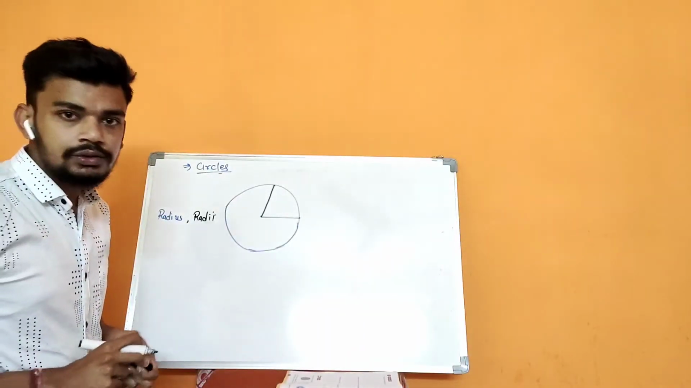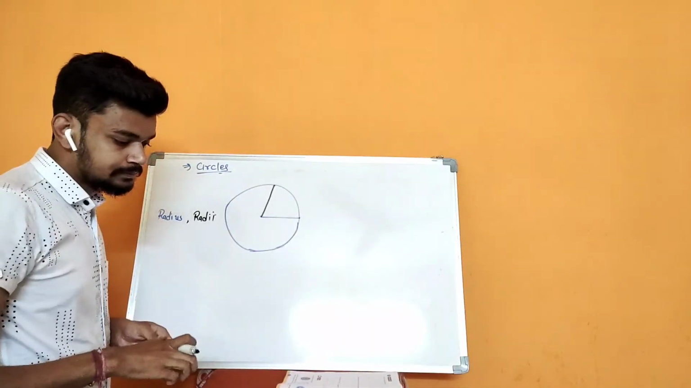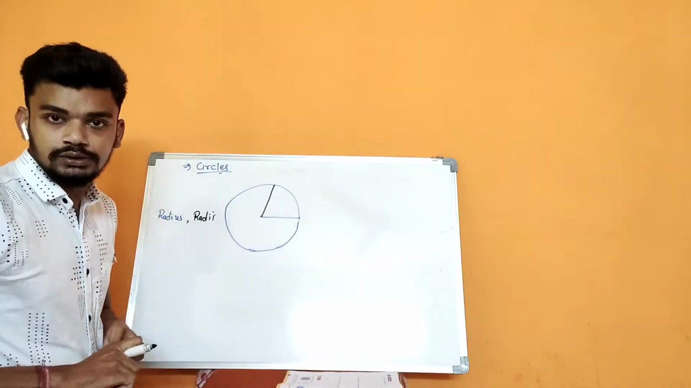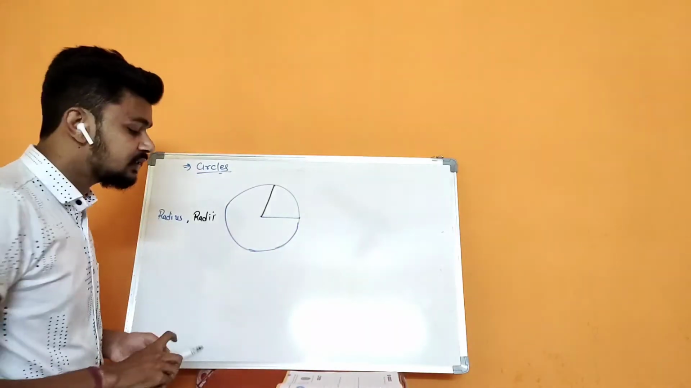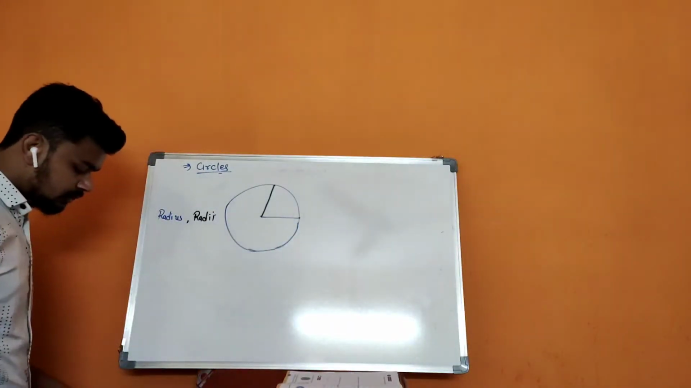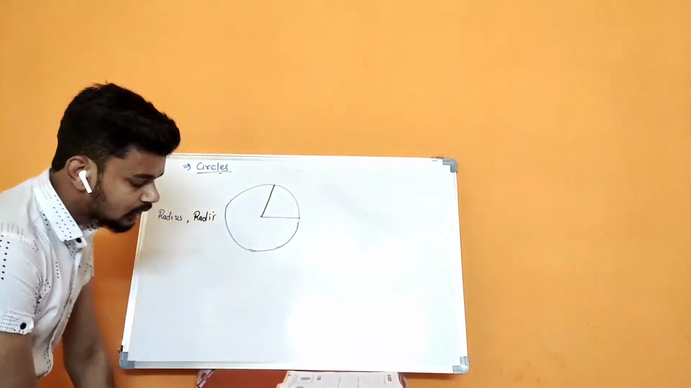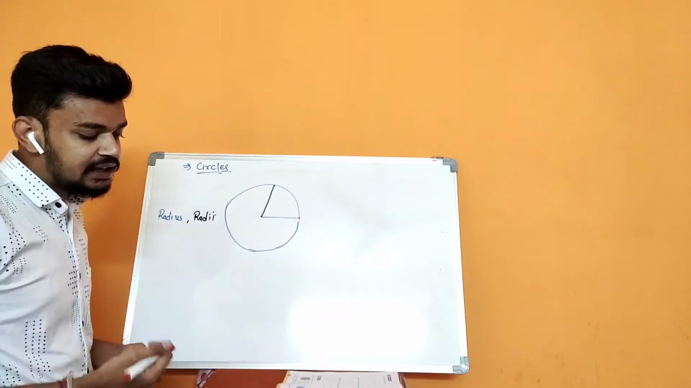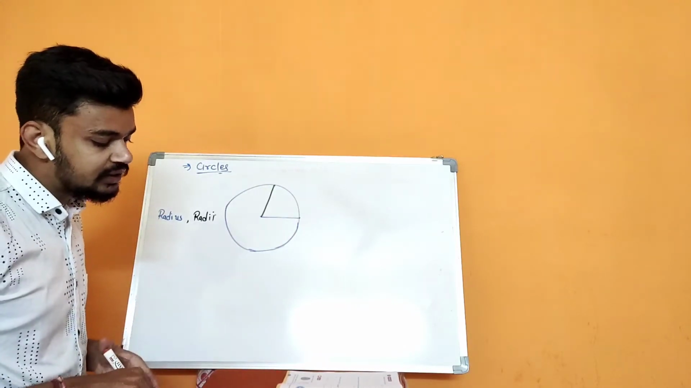Then understood? Okay. Next topic is the diameter of the circle. So what is called the diameter of the circle? Okay, so it is like that. The diameter of the circle is the line segment that passes through the center of the circle.